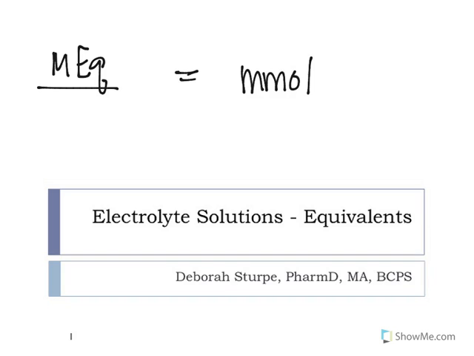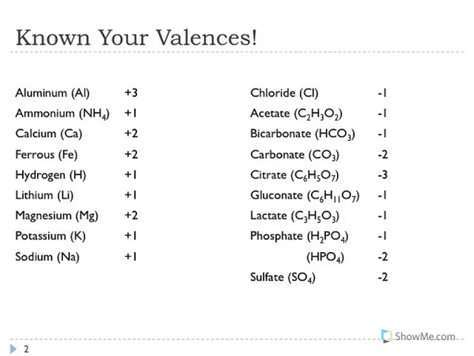Luckily, there's a nice way to bridge the two that we're going to discuss in a little bit, and that bridge is dependent on valence, or charge of a molecule. So what this means is you need to know your valences, and it is know, not known, know your valences. And this is the valences of some common anions and cations used in pharmaceutical compounds.